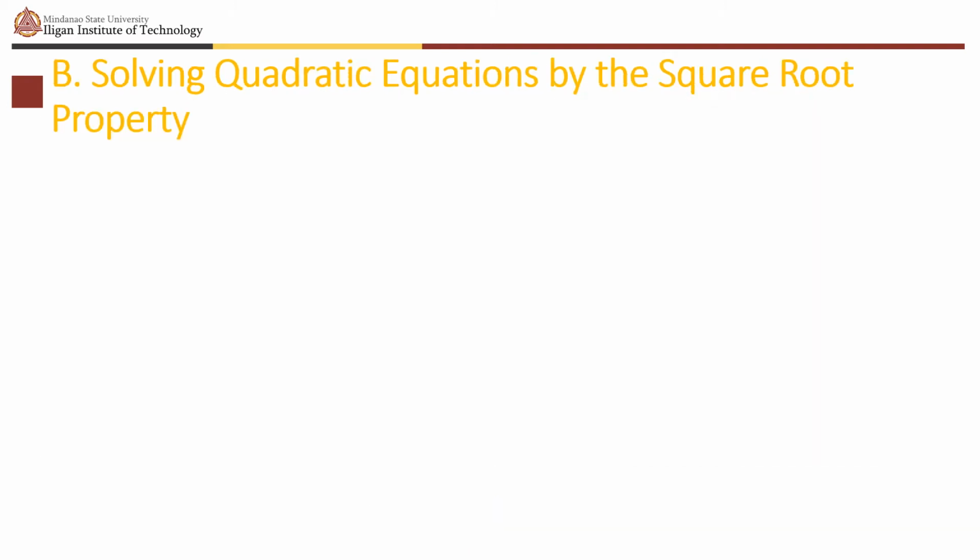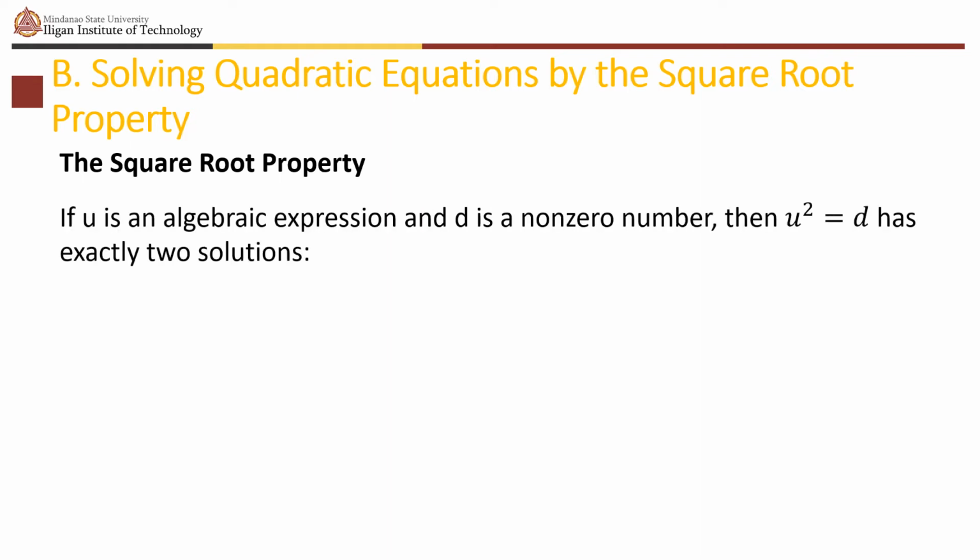The square root property says that if u is an algebraic expression and d is a non-zero number, then u squared equals d has exactly two solutions. That is u equals square root of d or u equals negative square root of d. Equivalently, if u squared equal to d, then u is equal to plus or minus square root of d. So we call that your square root property.